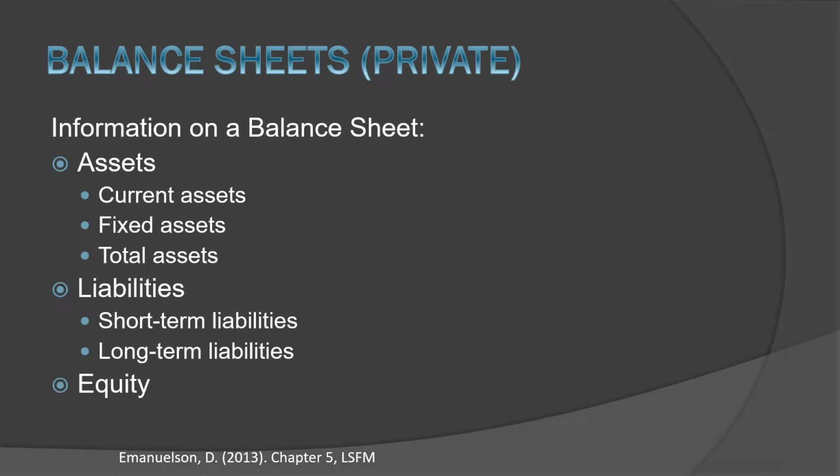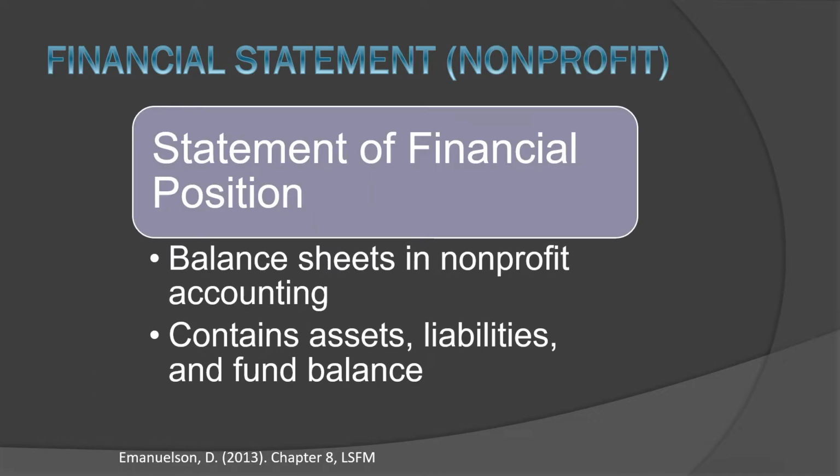So in the private sector, balance sheets primarily involve the information on them as assets. These are current, fixed, and total. Liabilities, which includes short and long term, and then there's equity. As I mentioned, in nonprofit, this is called a statement of financial position. So it's a balance sheet in nonprofit. It contains assets, liabilities, but instead of it being equity, it's called the fund balance. Because why? Well, because nonprofits aren't allowed to make profit.